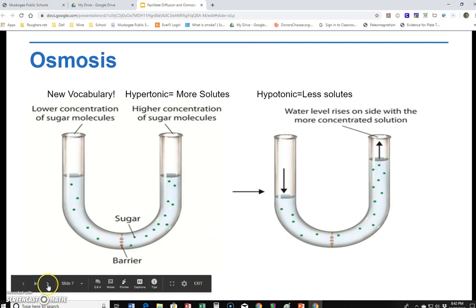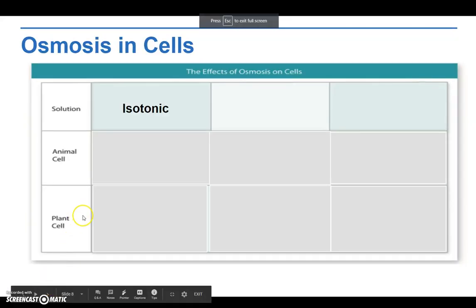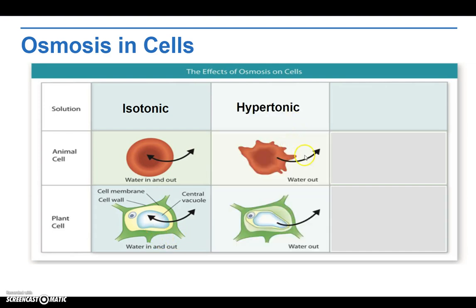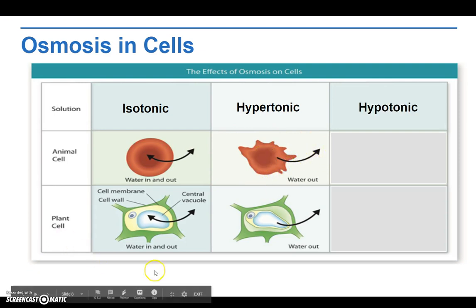Okay, so we've looked at this. Let's look at these words. Isotonic, meaning that water is equal on both sides of the cell membrane. This is a blood cell, so water is going inside and outside equally in the blood cell. Same thing in a plant cell. Hypertonic means that there is more solute on the outside and the water leaves.